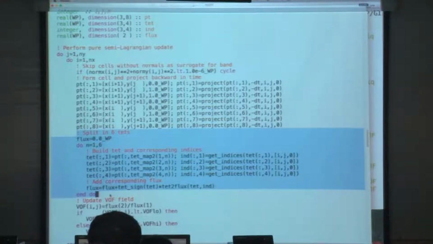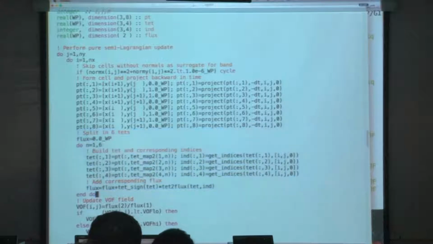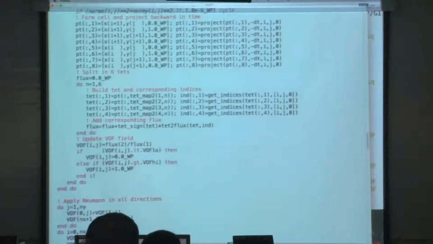So I take this cell, I split it into simplices, because simplices are easy to deal with, they're easy to orient. This is what this tet map does for me. It basically orients my vertices and orders them in a way that allows me to obtain a tetrahedron. And then what I do with this tetrahedron is that I assign it a sign. My expectation is that because I've just deformed my cell, it might have gone to negative volume.